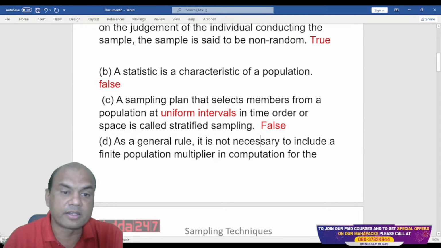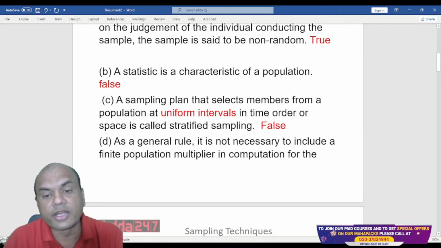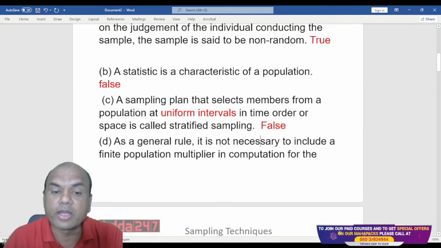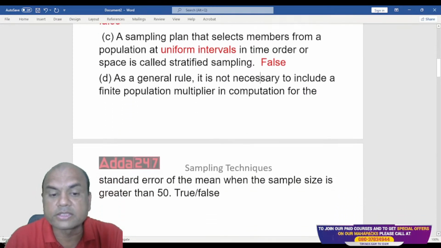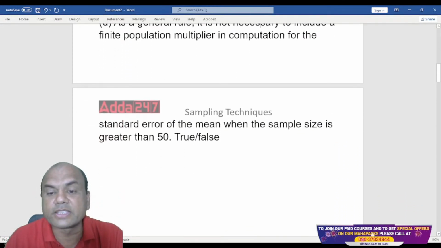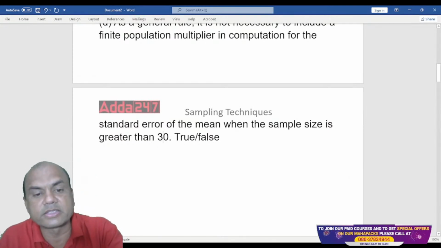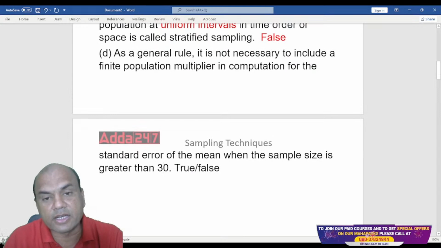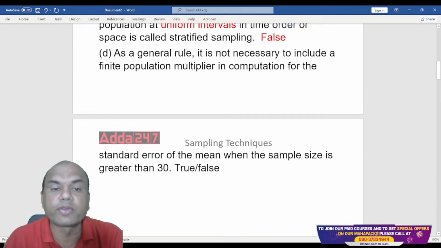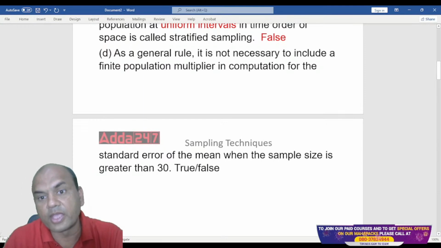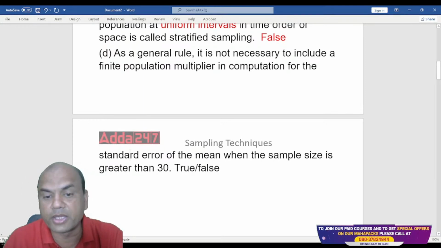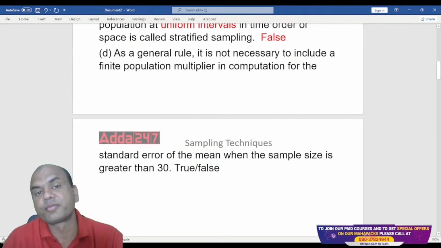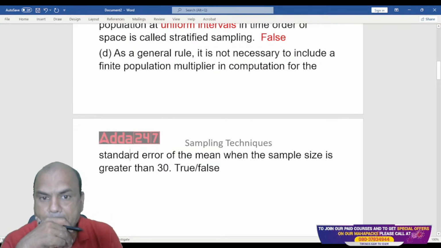Next one. As a general rule, it is not necessary to include a finite population multiplier in computation for a standard error of the mean when the sampling size is greater than 50. Okay, let me change this. Let me make it when the sample size is greater than 30. So now give me the answer.